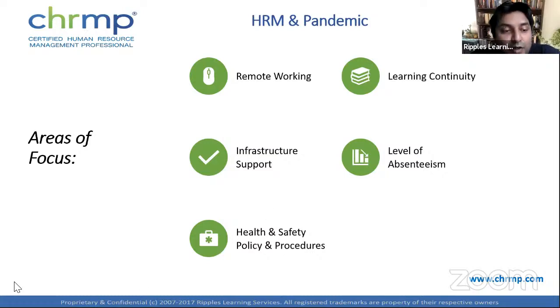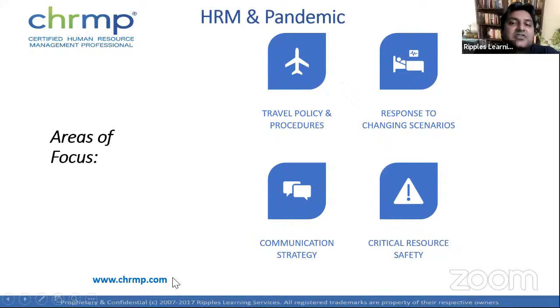All of it, right? Not only this, there is more. There is travel policy and procedures. There is response to changing scenarios, because things are changing month on month. You don't know how exactly it is working, right? What is the communication strategy? What are you doing with critical resource safety? There are resources which are very, very critical to the organization. For example, a captain in a football team or a cricket team is a very, very critical resource. Similarly, what you are doing with your critical resources is very, very important.